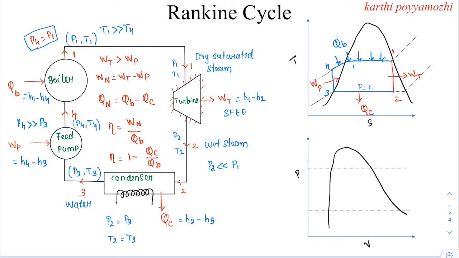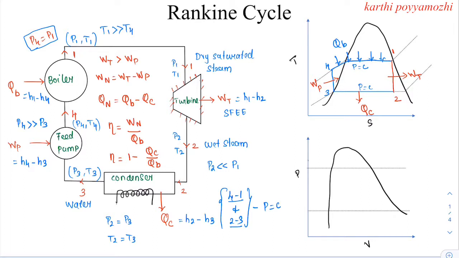This is a constant pressure process, that is, heat addition and heat rejection are constant pressure processes, which are from 2 to 3 and from 4 to 1. These two, 4 to 1 and 2 to 3, are the constant pressure processes, that is, the pressure remains constant in these processes. 2 to 3 is at the condensation pressure, and 4 to 1 is at the boiler pressure.